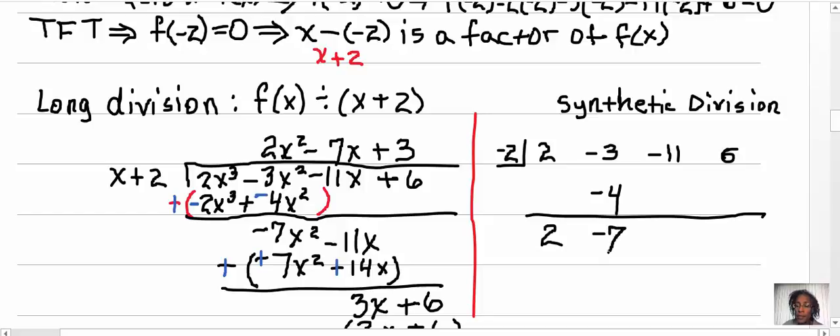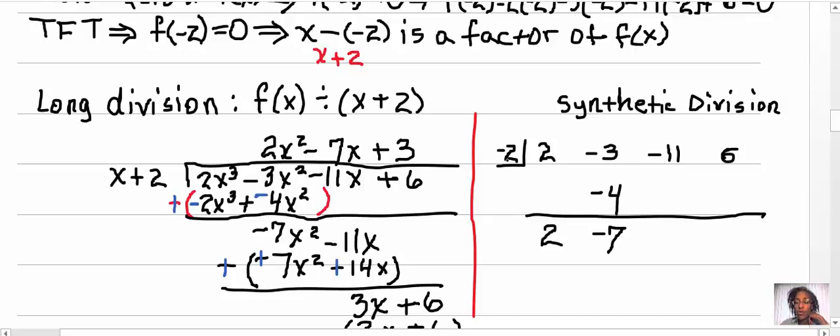the coefficient from f of x to this product that I've just written, and that sum is written below the horizontal line. Now what I want you to notice is that this negative 3 and this negative 4 are actually in the long division, as is the negative 7. So you can see that this is really just streamlining the results from the long division. And I repeat the process.